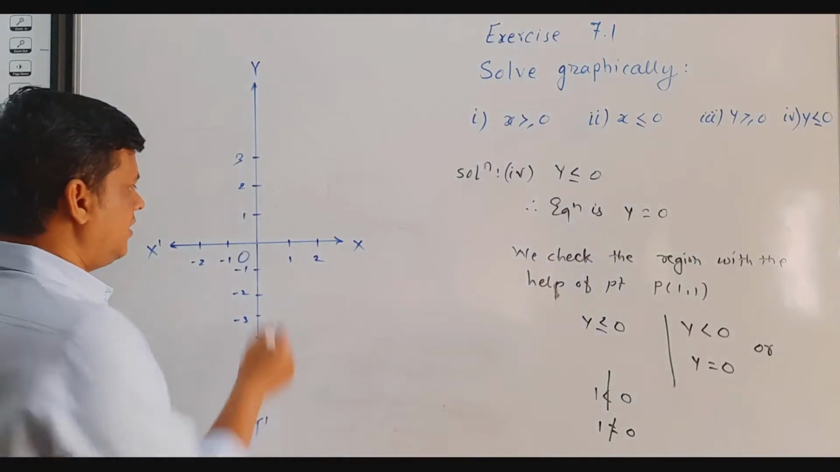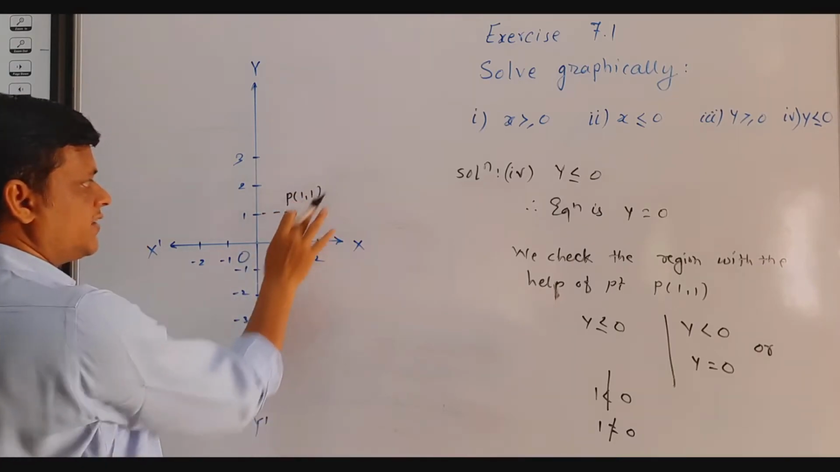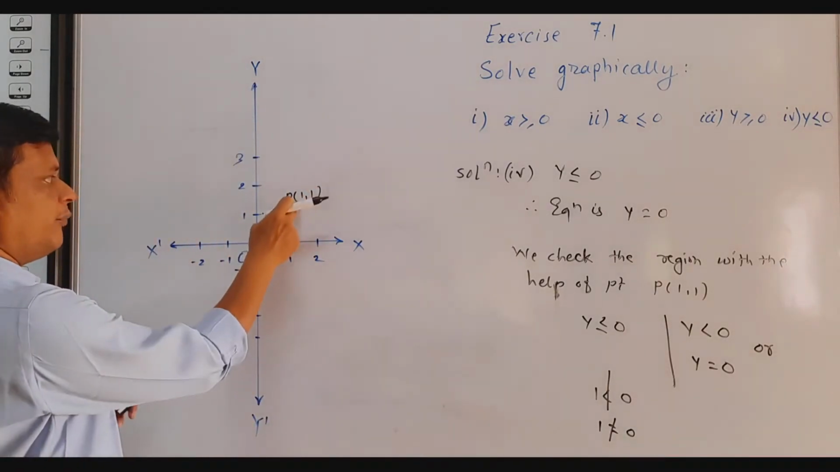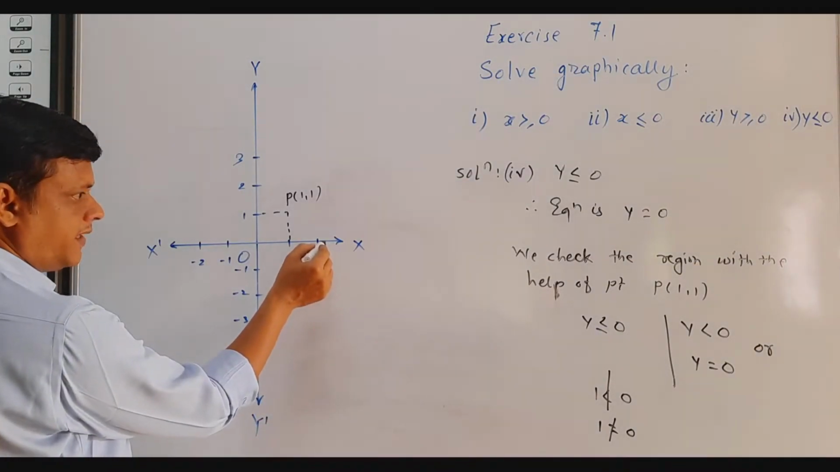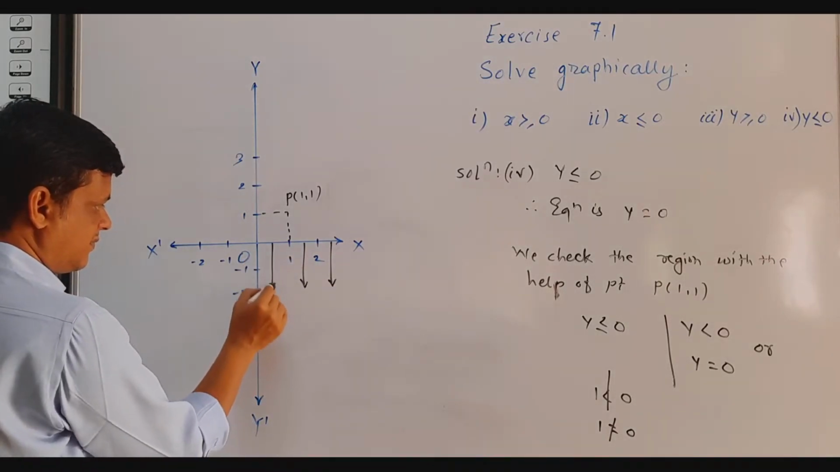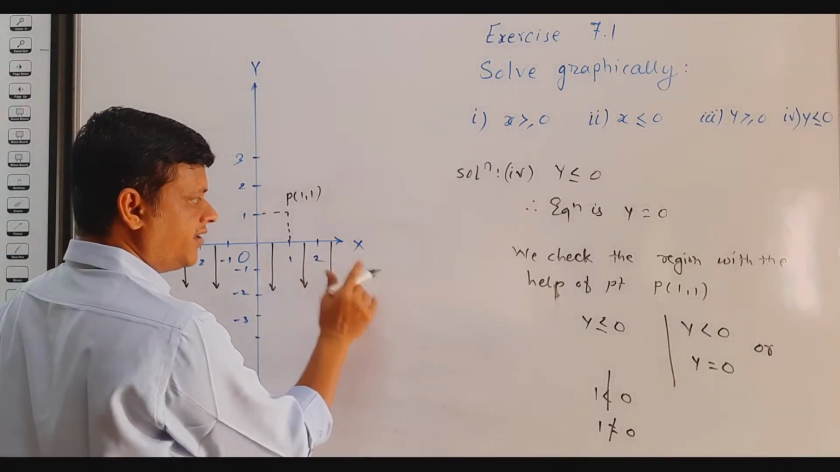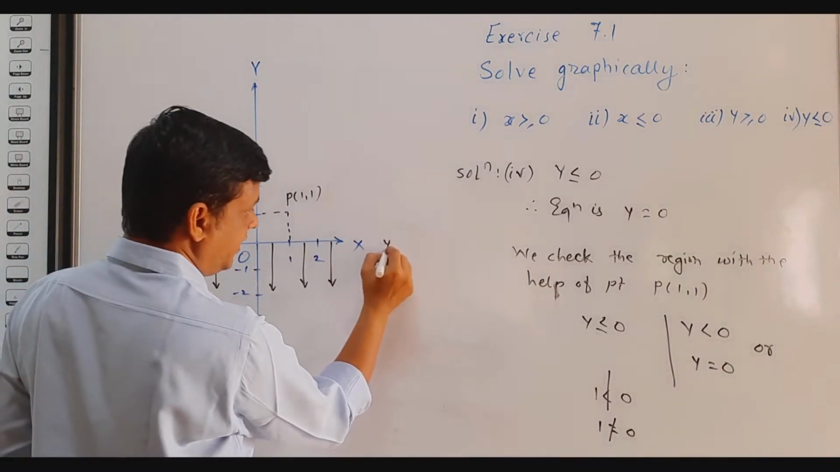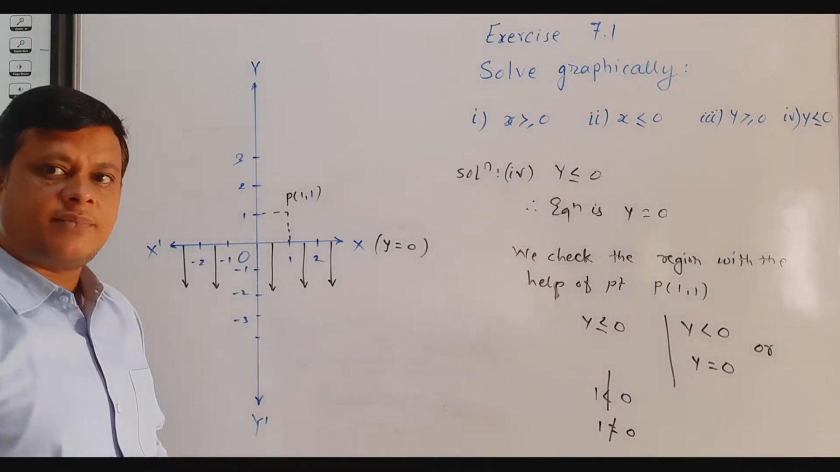Now see the graph. Point (1, 1) is here. So this point does not satisfy this inequality. So we mark opposite to this point. So we get the marking here, in this way. So the shaded region is below the x-axis. So we write y equals 0 as the solution and the region below this graph.